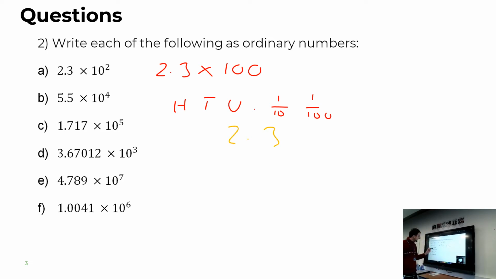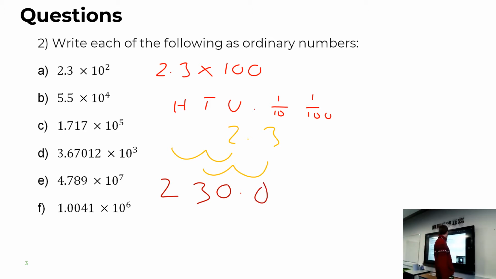So here the digits have moved 2 places to the left. So the 2 will be here, the 3, we plug in our zeros, the point stays the same, so our answer is 230.